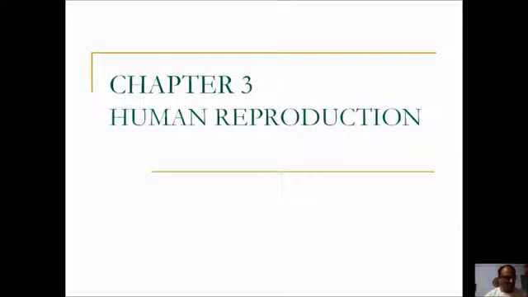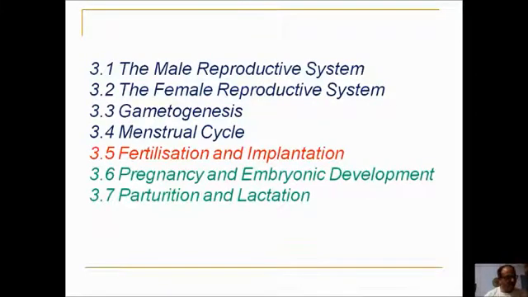This is Atul and I am going to take chapter 3, Human Reproduction, of class 12 Biology. The chapter is mainly categorized into parts that deal with the whole process of human reproduction: the male reproductive system, the female reproductive system, gametogenesis, menstrual cycle, fertilization and implantation, pregnancy and embryonic development, and parturition and lactation.